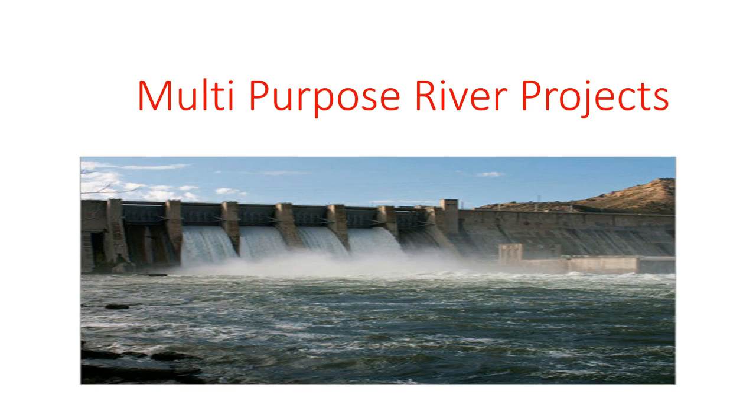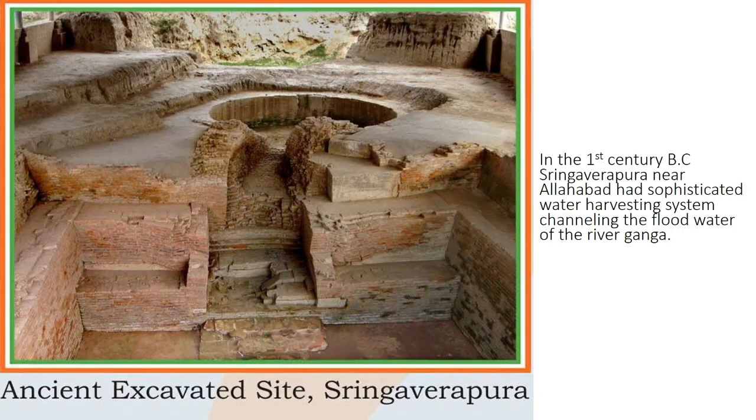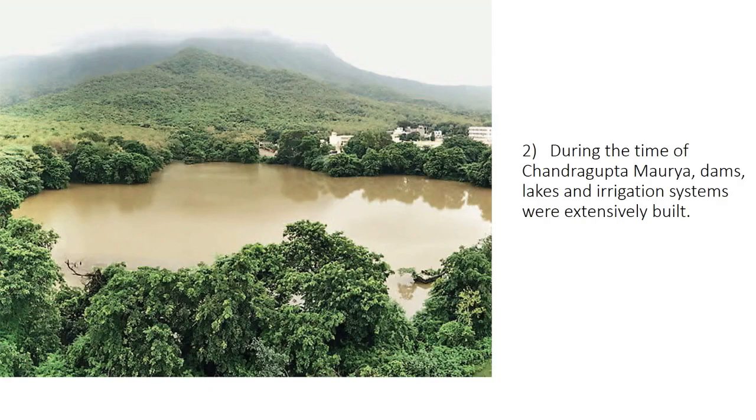Multipurpose river projects are for water conservation and for its management. Here we'll see a few famous projects that have been constructed. The first is from the 1st century BC: Sringaverapura near Allahabad had a sophisticated water harvesting system channeling the flood water of the river Ganga. You can see the construction on your screen. The next is from the time of Chandragupta Maurya, when dams, lakes and irrigation systems were extensively built. Here you can see a lake from the time of Chandragupta Maurya.